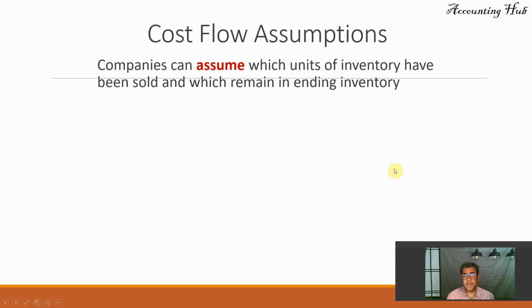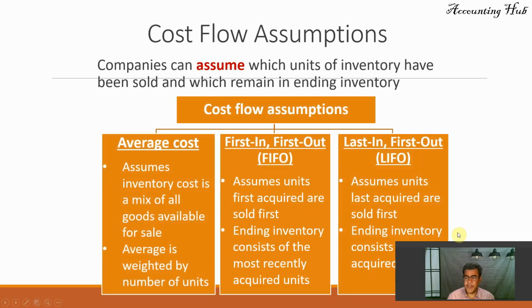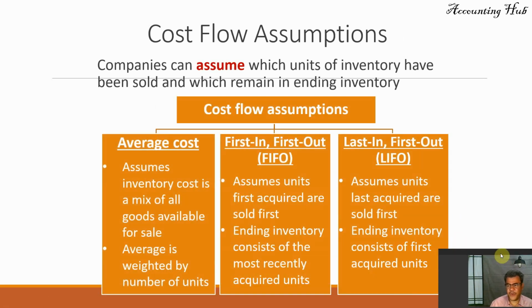And we have some methods here. We have three basic ones. We have another one, for instance, specific price and so on. But let's work with the three most important ones: average cost, FIFO, and LIFO. So let's work with this slide here combined with our Excel file.